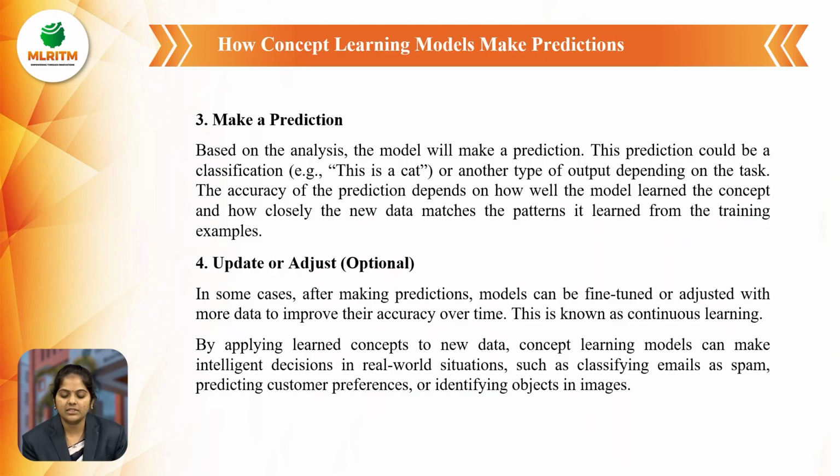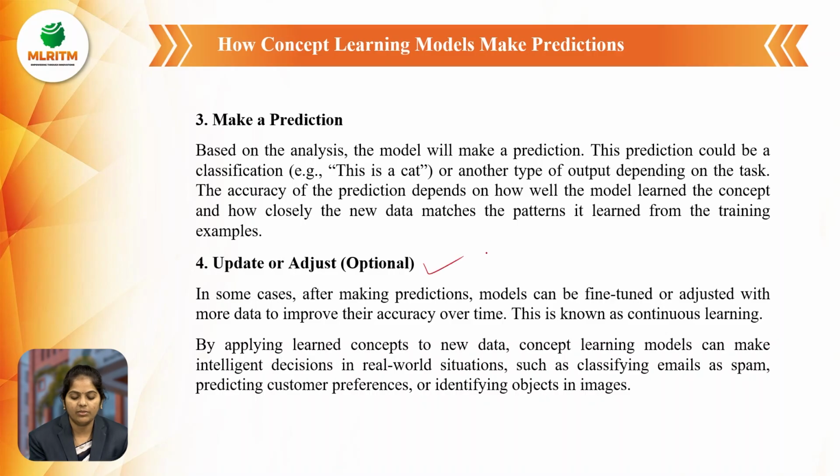Based on the analysis, the model will make a prediction, and this prediction could be a classification of either a cat or a dog, or another type of output depending on the task. The accuracy of the prediction depends on how well the model has been trained on the concept and how closely the new data matches the pattern it learned during training.